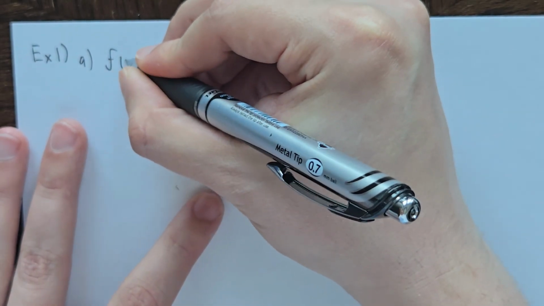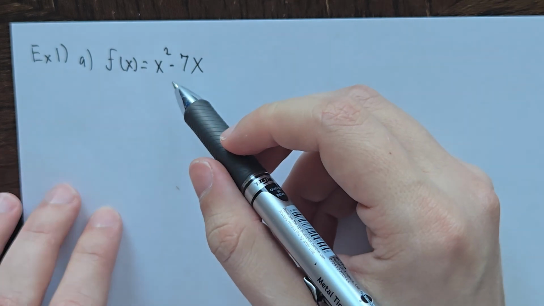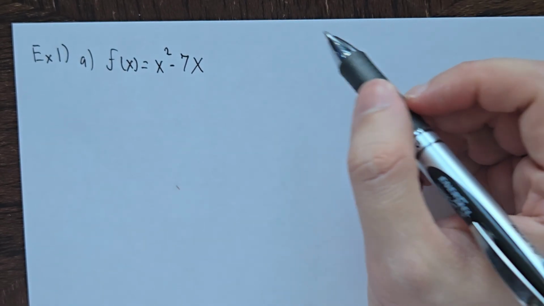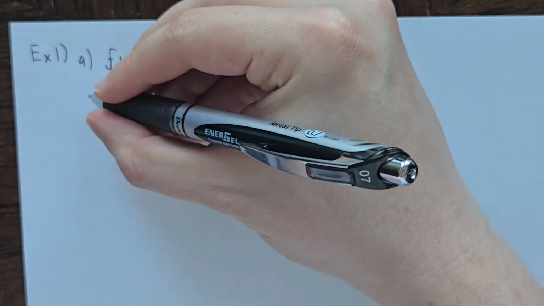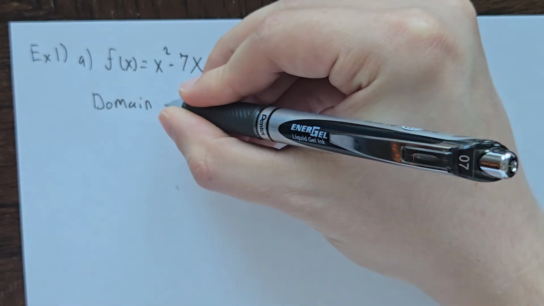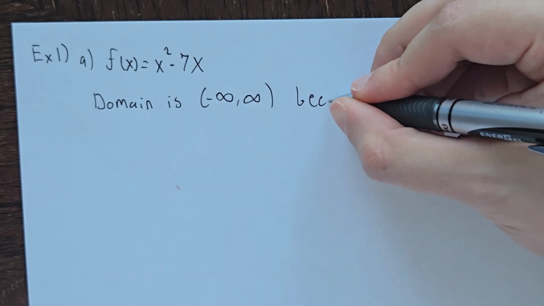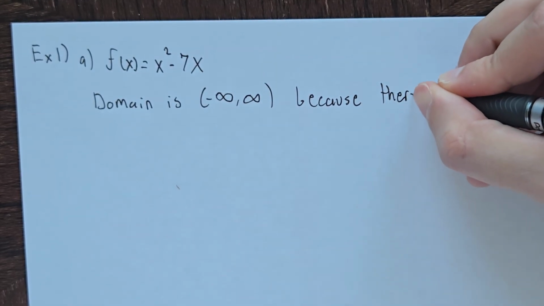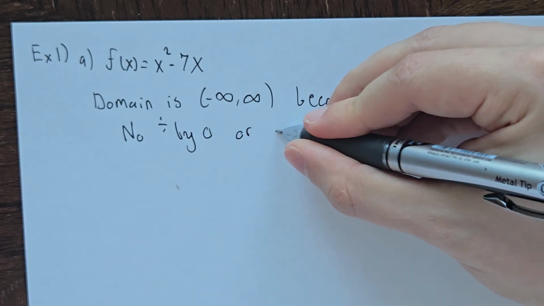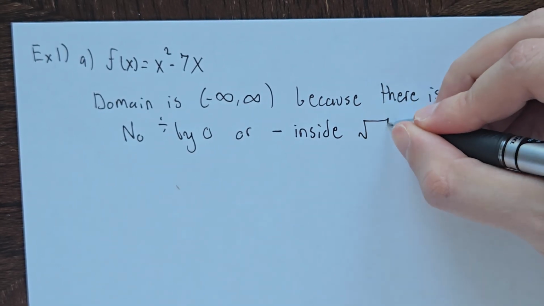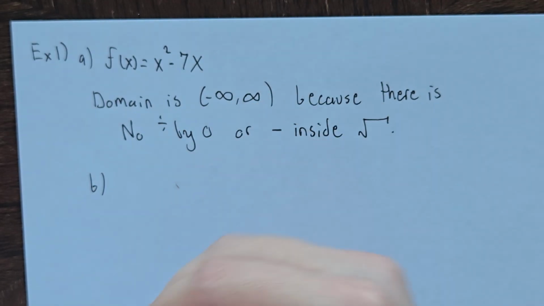The first one that we're going to look at is f of x is equal to x squared minus 7x. Notice that this one doesn't have any square roots in it, and it also doesn't have any divisions by 0. There's no x's in the denominator. So because of that, all real numbers are going to work. So we can say the domain is negative infinity to positive infinity, also known as all real numbers, because there is no division by 0 or negative inside a square root, because there are no square roots and there's no x's in the denominator. So that one is kind of easier to check.